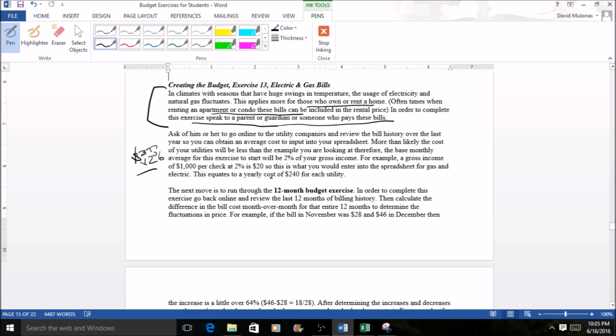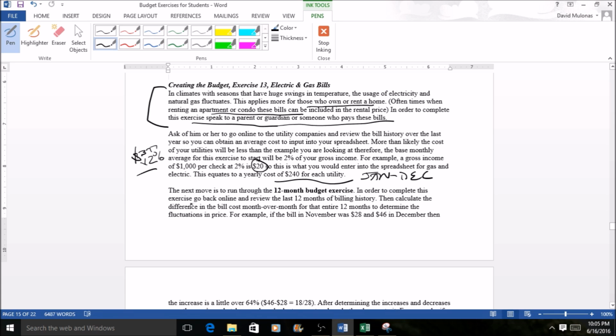You're going to have a spreadsheet, and for every month of the year, you're going to have your average number at $20. Then what you need to do is run the 12-month budget exercise. You can take this $20, for example, and stick it into January through December.